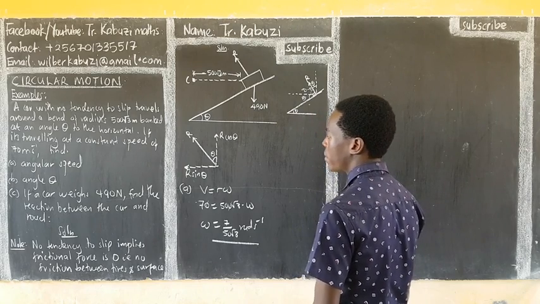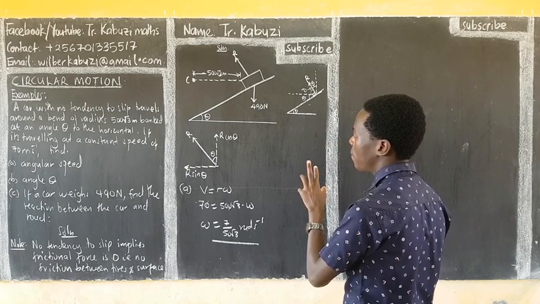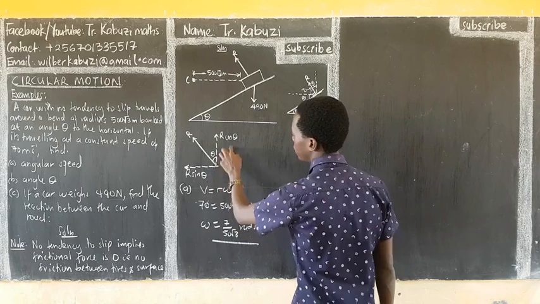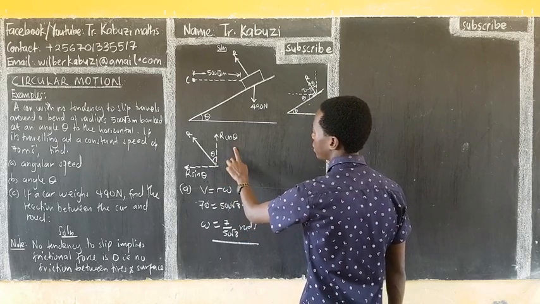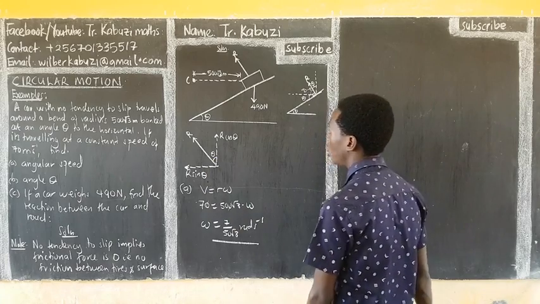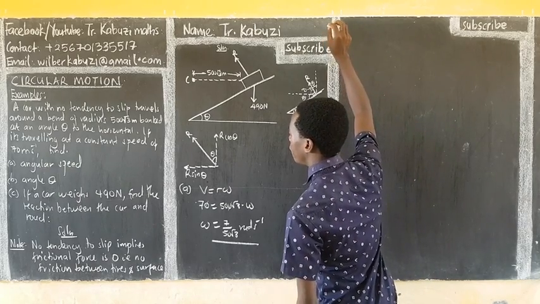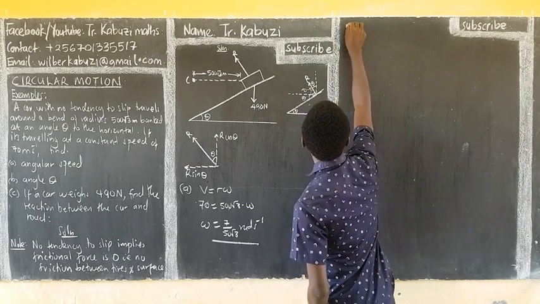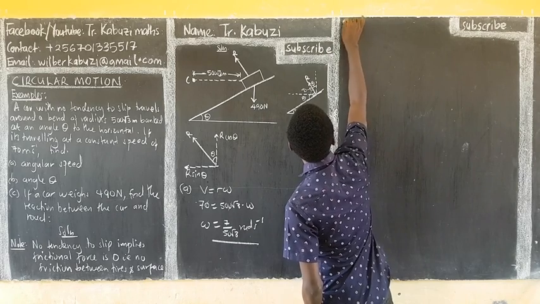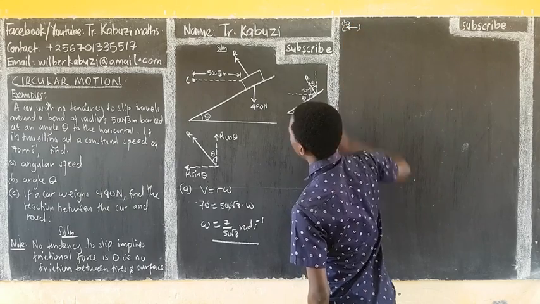I'm going to resolve vertically because I'm going to be having cos and sine, because these are the only forces we have. So I resolve vertically, then I resolve horizontally, then I combine those two equations. Let me start with resolving horizontally. This is our part B. So resolving horizontally in that direction.